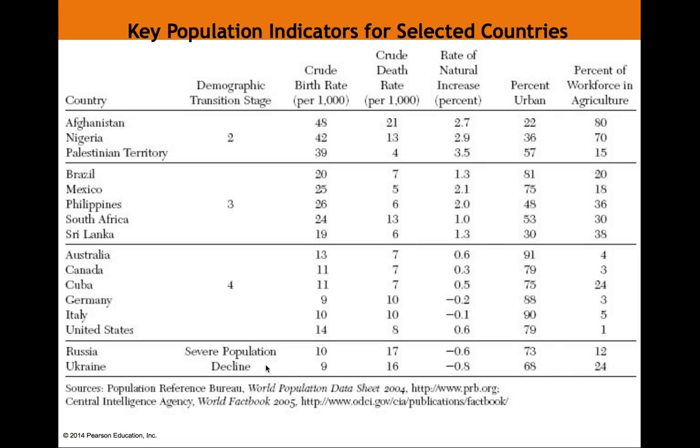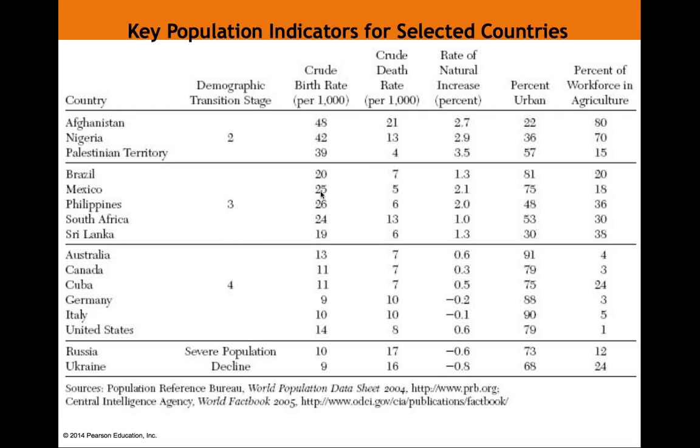And we could add a number 5 here where we see our crude death rate is higher than our crude birth rate. But if we go back to stage 2, we see high crude birth rate still. Our death rate is decreasing a little.